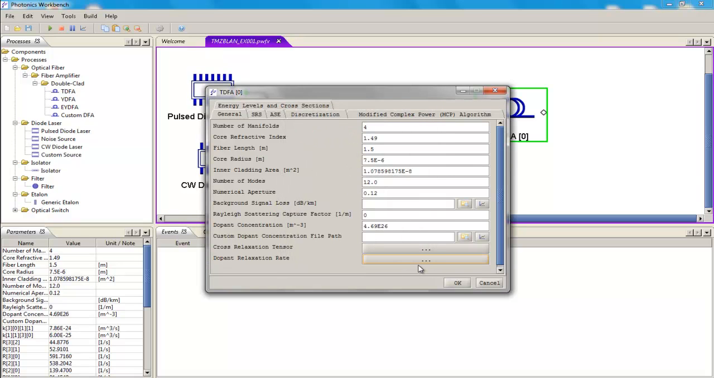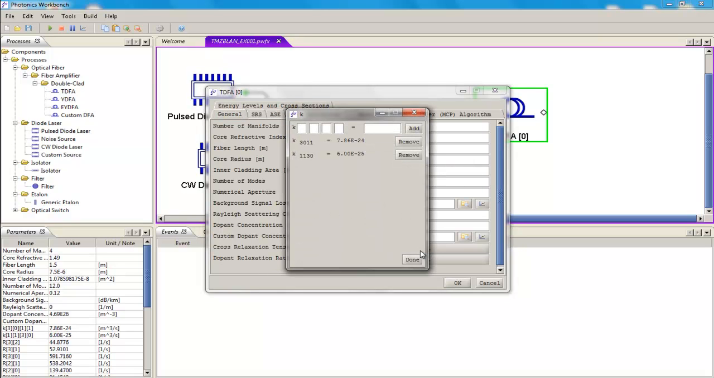To configure the cross relaxation, switch to the General tab in the dialog and click on the corresponding button with three dots. Here we can define the cross relaxation tensors, which are the instrument for defining atom-to-atom interactions to the simulation engine. For the physical details, please refer to the theory section under the fiber amplifier under components in the help menu.